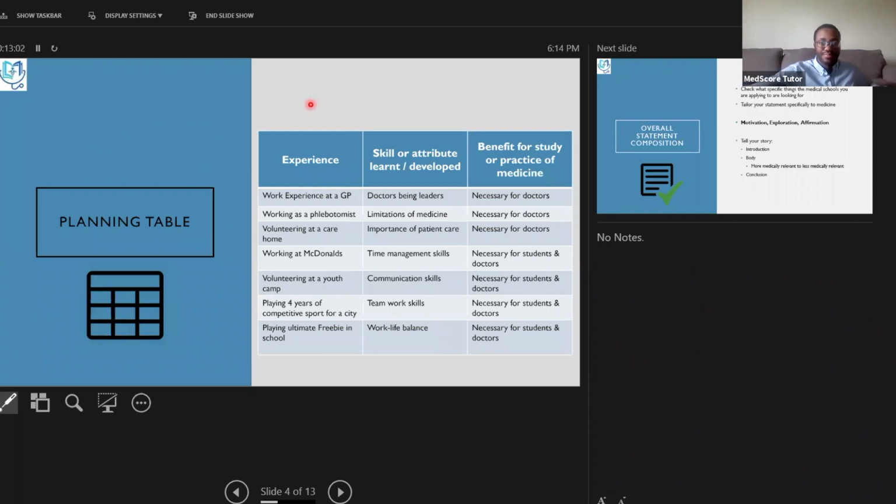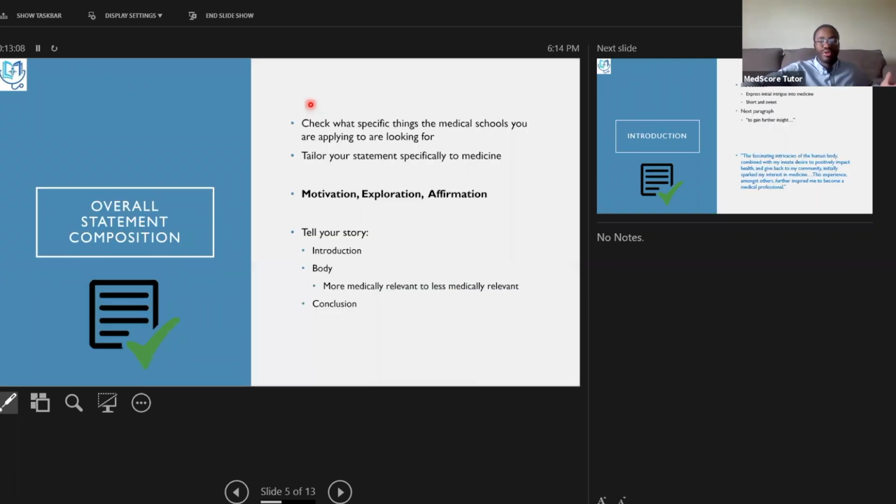Okay, moving on. What we want to talk about next is the overall statement composition. So how do you want to structure your overall personal statement? Like I said already, check the specific things the medical schools are talking about and tailor it specifically to medicine. You don't want to be writing about physiotherapy, medicine, and occupational health in the same personal statement. You need to tailor it specifically for medicine.